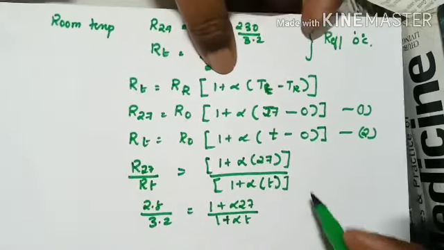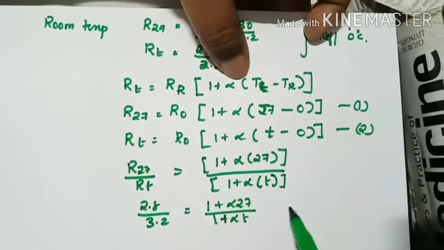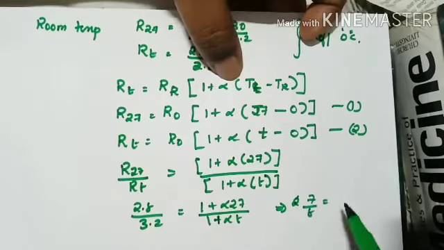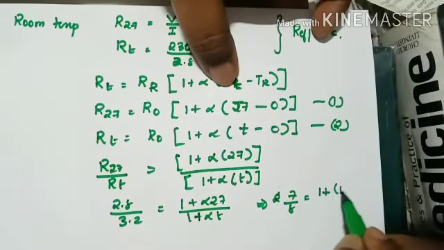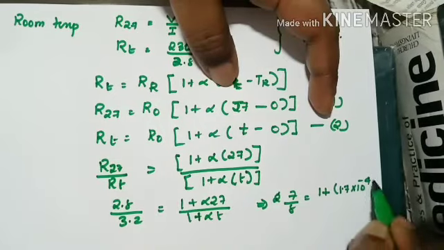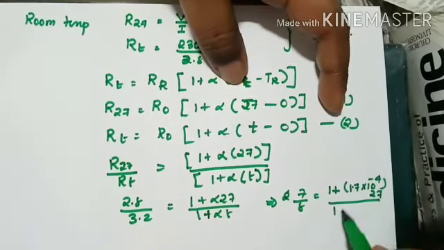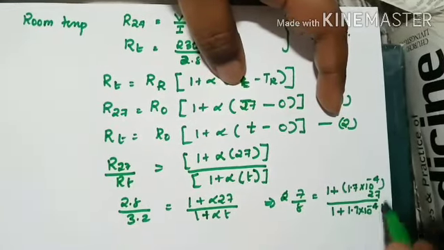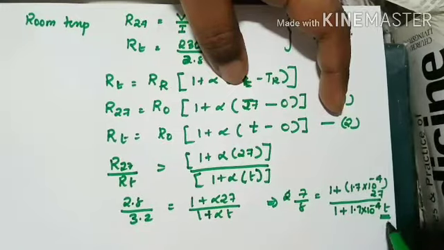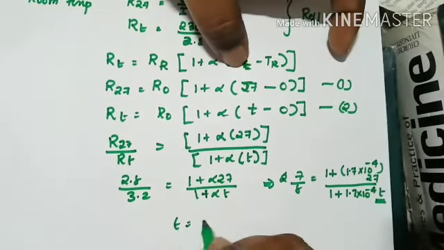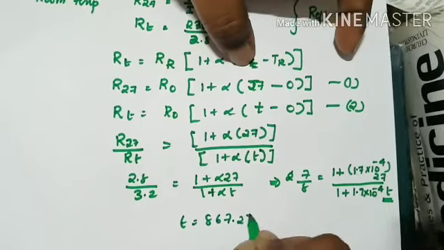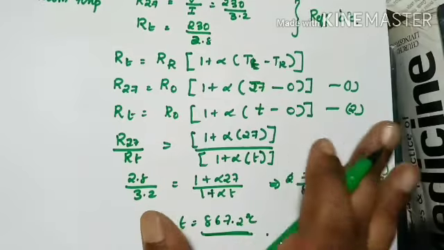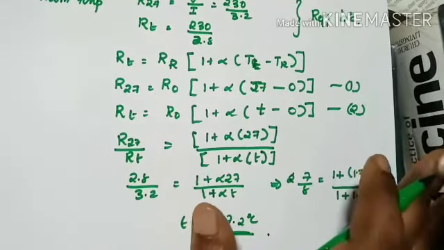Now alpha's value is also given. It is given as 1.7 into 10 to the power minus 4. So this 2.8 by 3.2, right? So it will be 7 by 8 is equal to 1 plus 1.7 into 10 to the power minus 4 into 27, whole divided by 1 plus 1.7 into 10 to the power minus 4 into T. So all the values are known, just one unknown, that is T. By calculation you will get T as 867.2 degrees Celsius. Calculation should be done by you guys. Clear? This is the actual problem solution of that question. I hope it is clear.